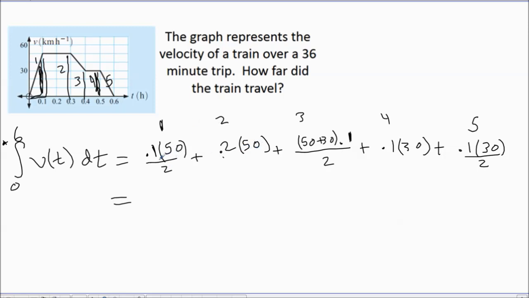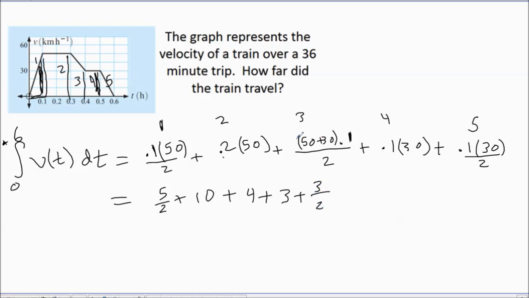All right, we're going to go piece by piece here. 0.1 times 50 is 5, so I've got 5 halves right here. Plus 0.2 times 50, I believe that's 10. Plus, we've got 80 times 0.1 is 8. 8 divided by 2 is 4. 0.1 times 30 is 3, and 0.1 times 30 is 3, so that is plus 3 halves.